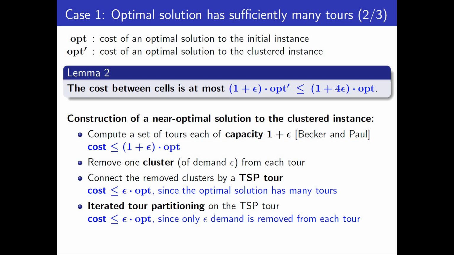To that end, we include a TSP tour to connect the removed clusters. Since each cluster is at some center, it suffices for the TSP tour to visit all the centers. Since there is a constant number of centers, and the number of tours in the optimal solution is super-constant, the cost of the TSP tour is negligible. Finally, we apply the iterated tour partitioning on the TSP tour to obtain a set of tours within capacity. The cost of this step is negligible, since only epsilon demand is removed from each tour. Now we showed that the overall cost between cells is at most 1 plus 4 epsilon times opt.